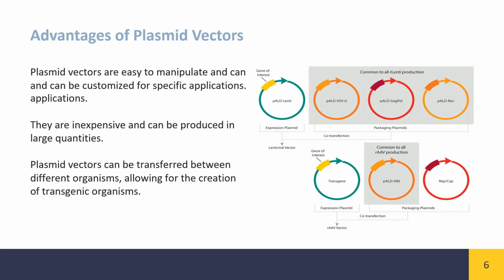Advantages of plasmid vectors. Plasmid vectors are easy to manipulate and can be customized for specific applications. They can be isolated easily because of their small size, are more stable because of their circular structure, replicate independently of the host cell, have high copy numbers, and are easily detected because of the antibiotic resistance gene. They are inexpensive and can be produced in large quantity. Plasmid vectors can be transferred between different organisms, allowing for the creation of transgenic organisms.